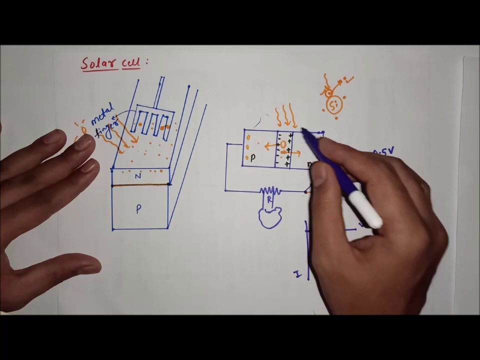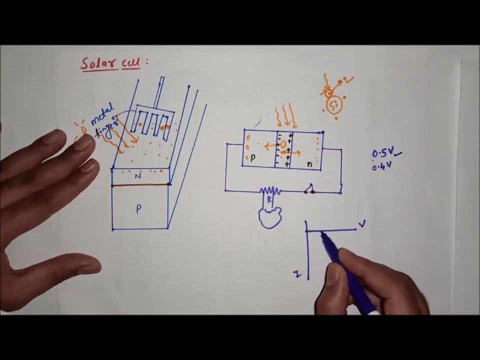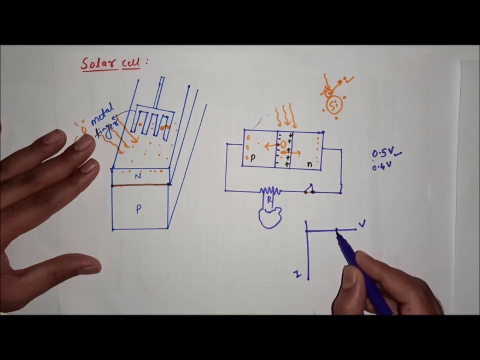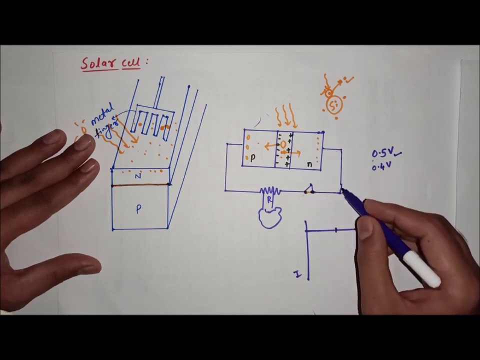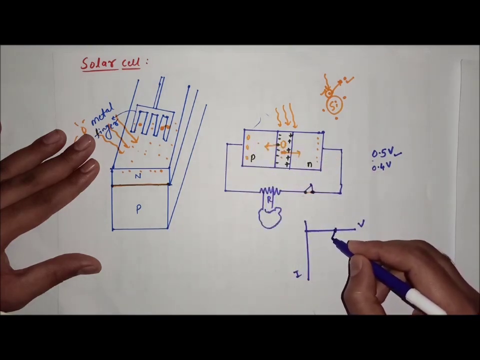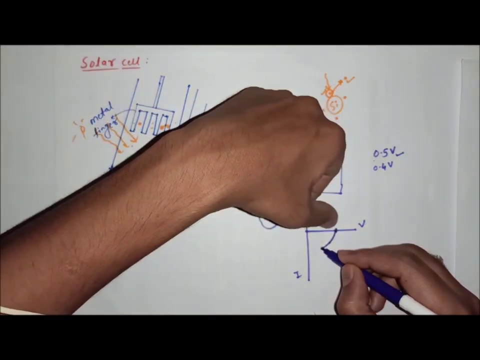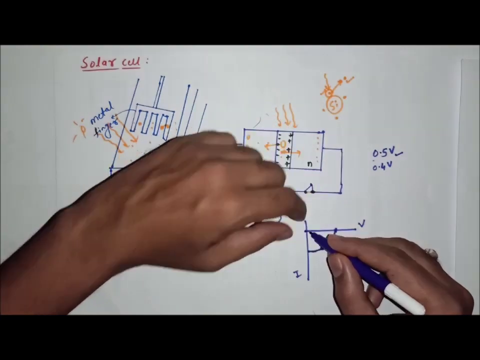Now if you open this, what happens? It acts as a cell having a maximum voltage of 0.5 volt. Now if you close the circuit, what happens? The current starts increasing in the circuit, right? As the current starts increasing, the voltage keeps on decreasing and finally it becomes zero.